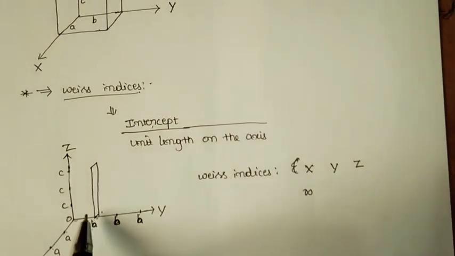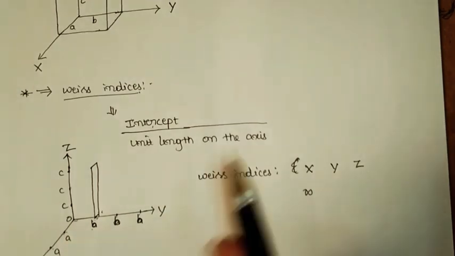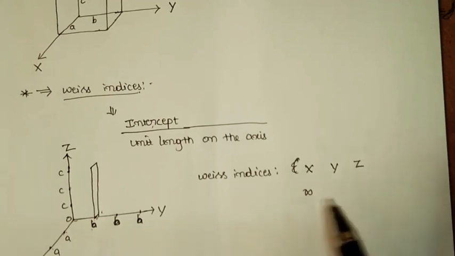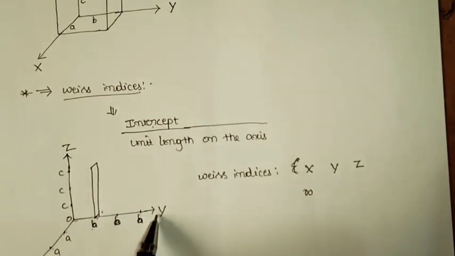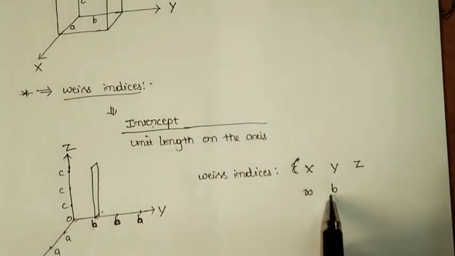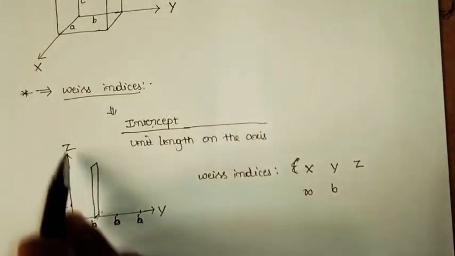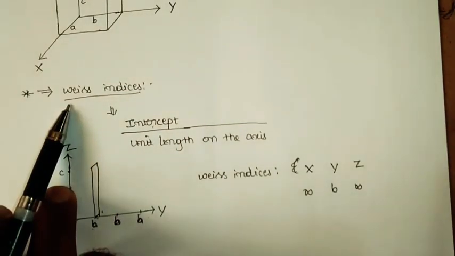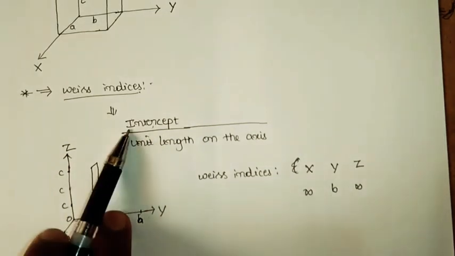When the plane is not oriented along any one particular axis, we cannot say at what position it is oriented, so it is supposed to be taken as infinity. And since the plane is oriented along the y axis at a length of b, that intercept will be taken as b, and there is no orientation of this plane along the z axis, therefore once again it is taken as infinity.